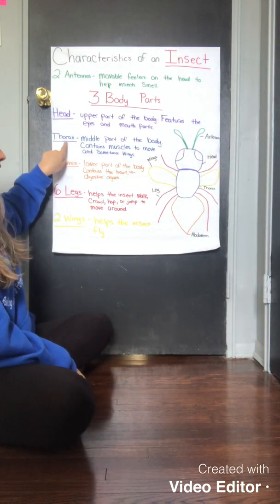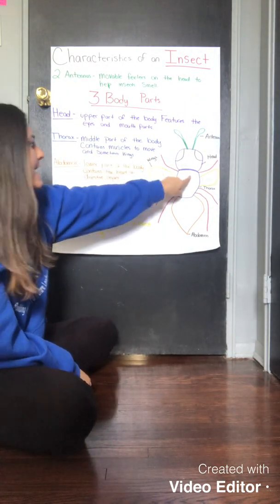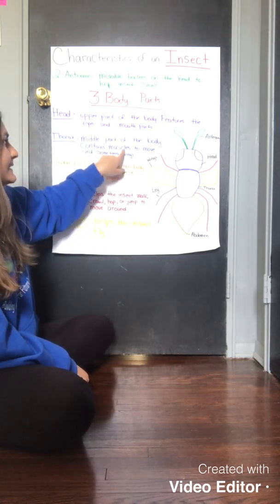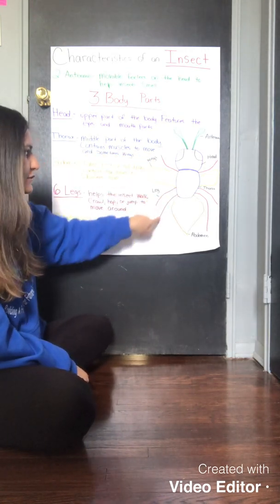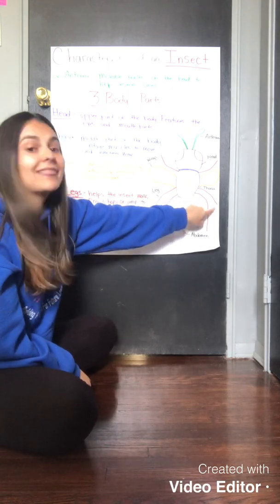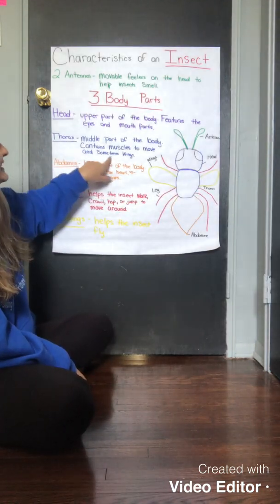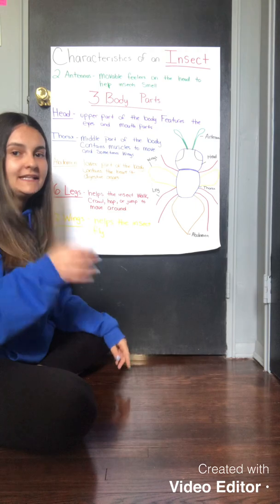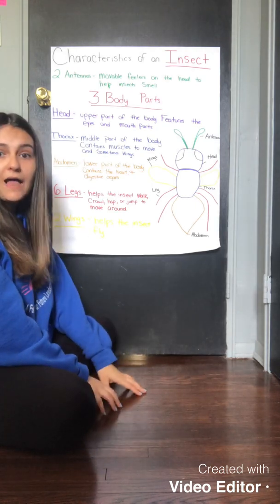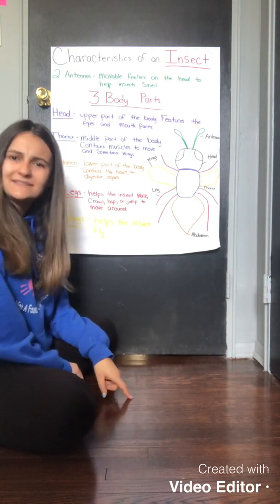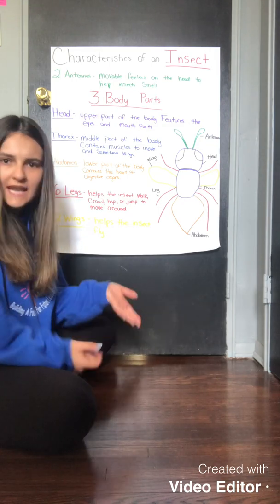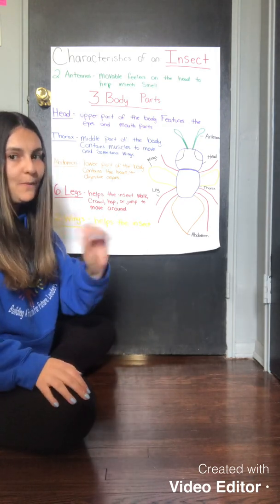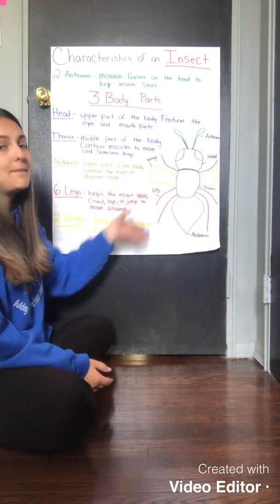Second part is thorax. It's the middle part of the body, which is right here, and contains muscles to move. Muscles to move are also known as legs, and sometimes wings. So not every insect has wings. A butterfly or a bumblebee, they have wings. But does an ant have wings? Have you ever seen an ant flying around? Nope, but it's still an insect because they have the same parts.